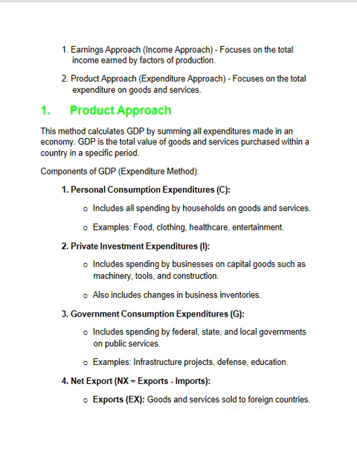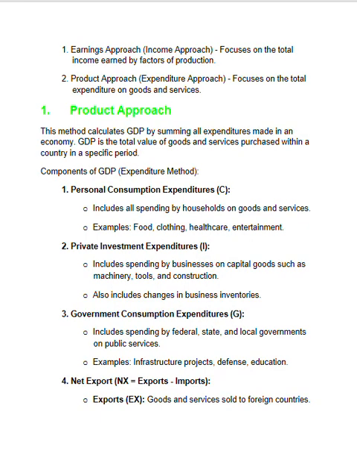Components of GDP: personal consumption expenditure. We saw C there, and this is that C. This includes all spending by households on goods and services. Examples are food, clothing, healthcare, and entertainment. The second one is private investment expenditure. It includes spending by business on capital goods such as machinery, tools, and construction. It also includes changes in business inventories.